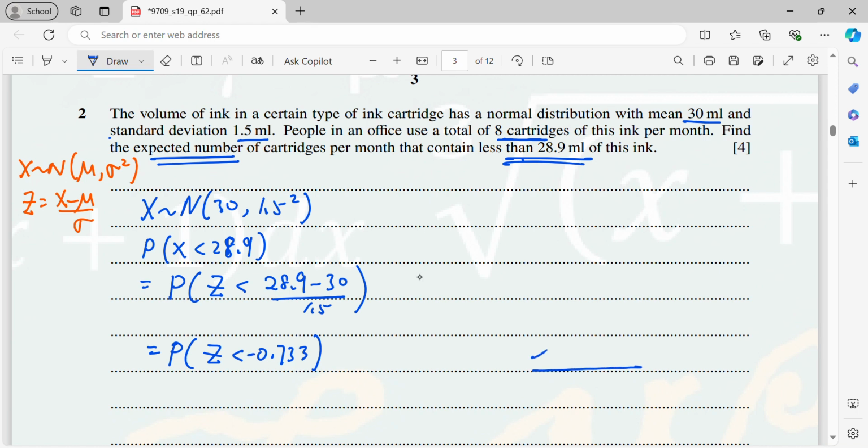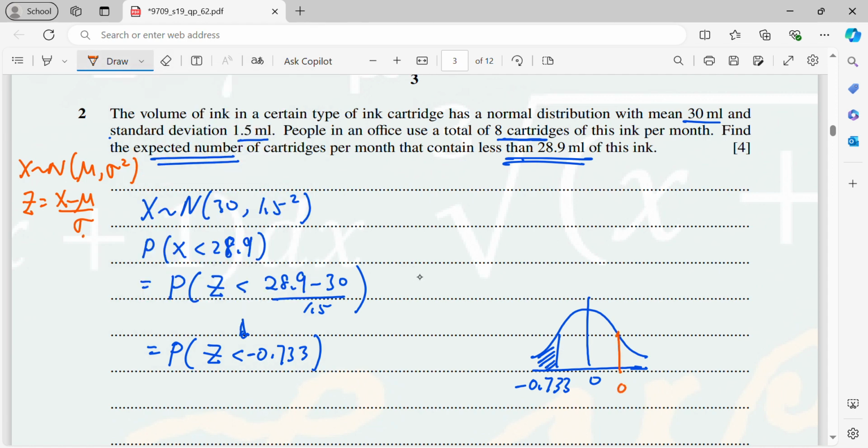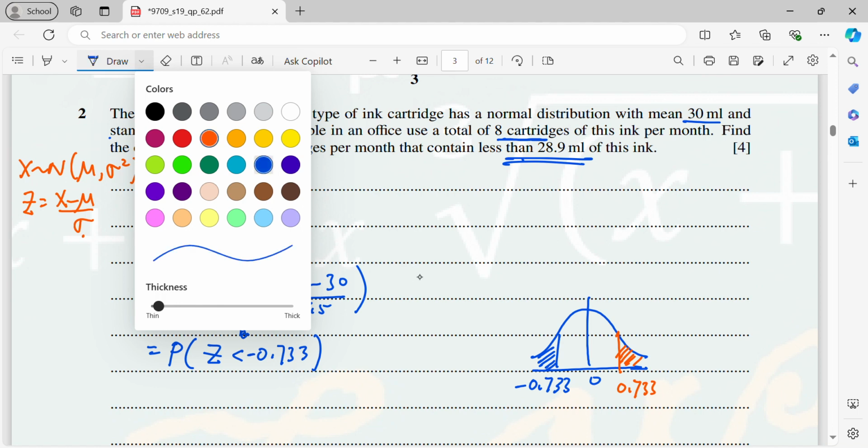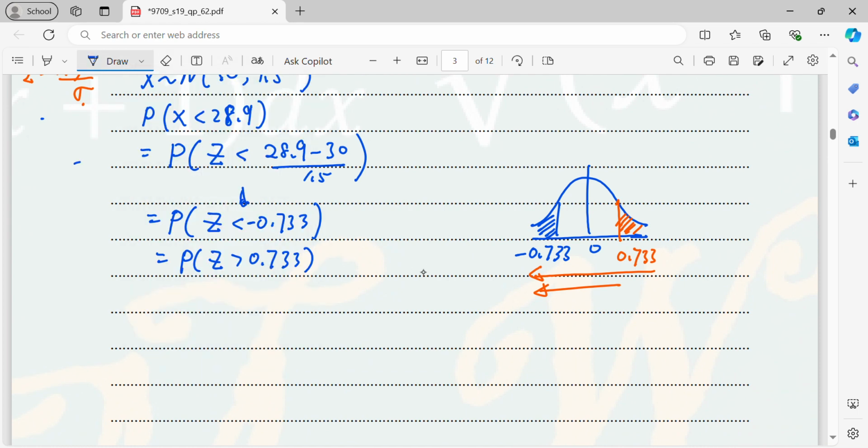So now we sketch a graph. Negative 0.733 is on the left side, and this is the region because it is less than. To get the probability, we need to reflect it to be positive 0.733, and then the region is towards the right side. So this probability is the same as P Z more than 0.733, and the orange region is counted using total probability, 1 minus P Z less than 0.733.